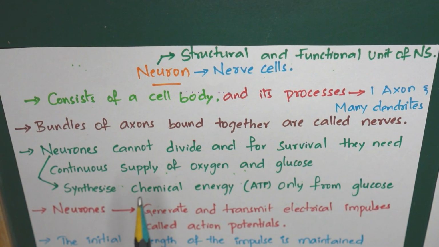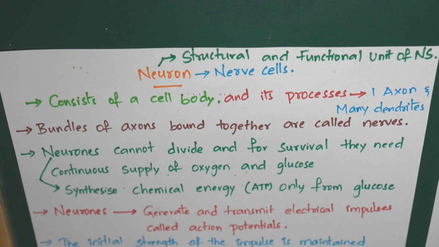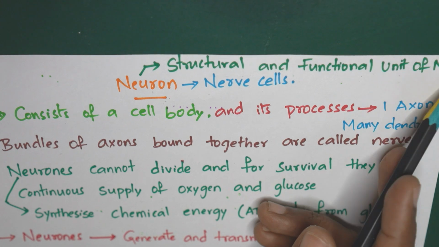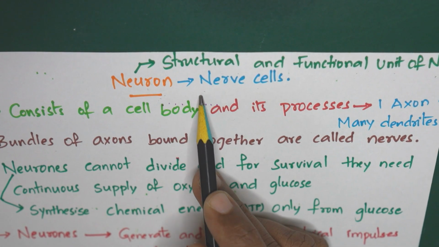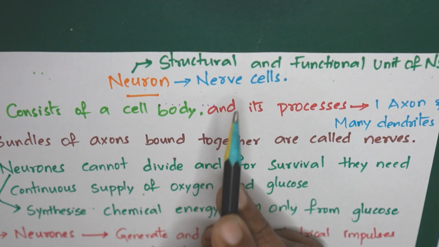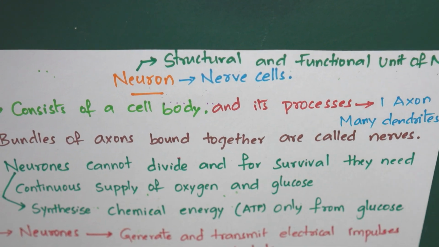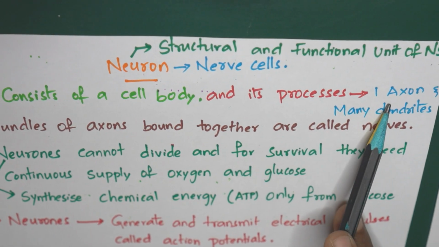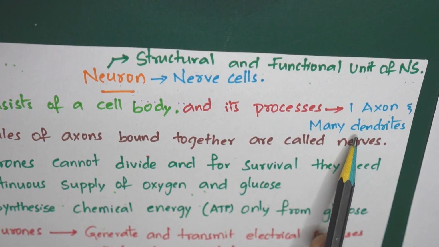Hello students, today we will deal with the neuron. The neuron is the structural and functional unit of the nervous system, and in general the neuron is also called the nerve cell. We all know the basic structure of the neuron. It consists of a cell body and its processes, the axon and the dendrites.